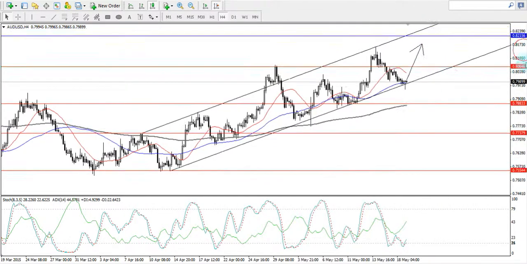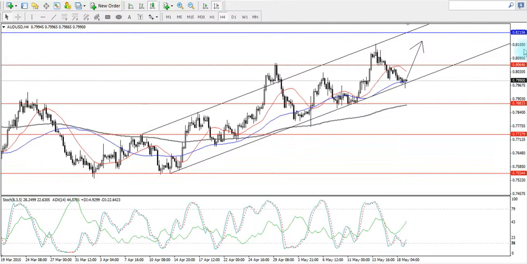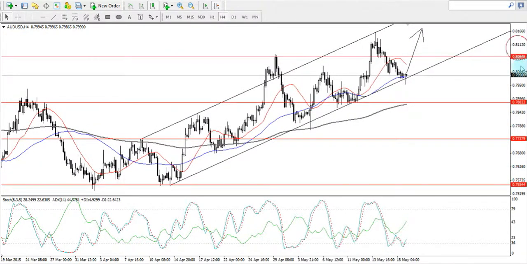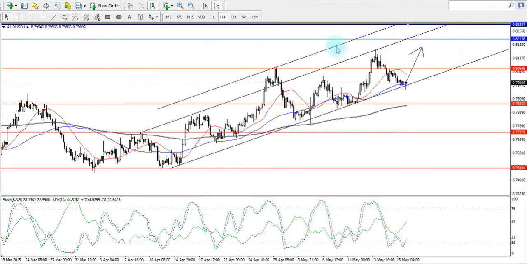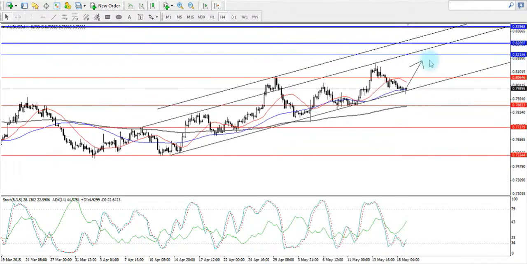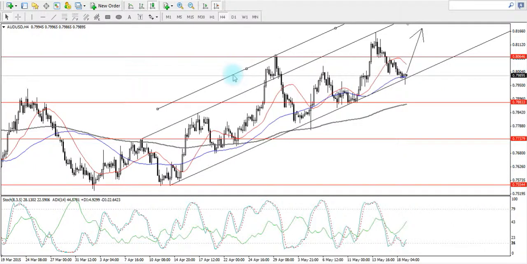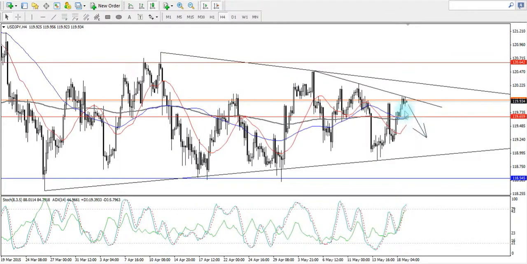People expectation 127.2%, and of course all the way to the top of the rising trend channel or even further. If you base on this price itself, price can actually appreciate a little bit further from here. So that is pretty much for the Aussie against the US dollar. Next, we have the dollar against the Japanese yen.